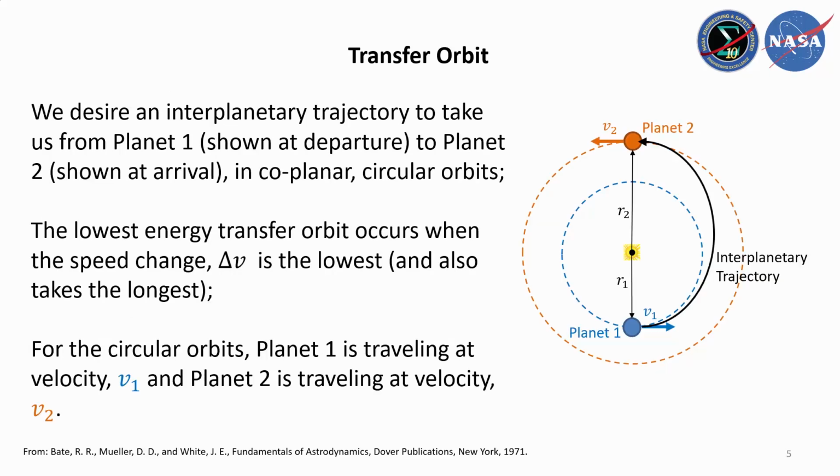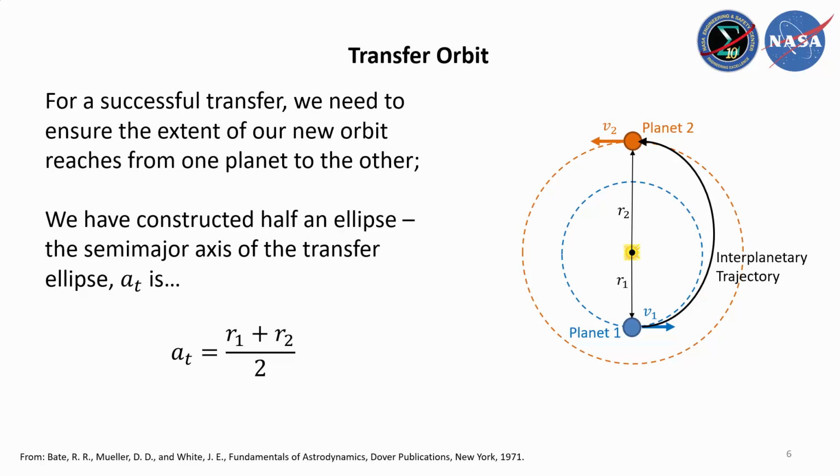Consider the case where we desire to set a spacecraft on an interplanetary trajectory from planet 1 to planet 2. Both planets are in circular orbits about the Sun. In these orbits, planets 1 and 2 are traveling at velocities v1 and v2 respectively. For a successful transfer, we need to ensure that the extent of our new orbit reaches from one planet to another. We see from the diagram that the half-ellipse has a semi-major axis a sub t, which is equal to the sum of the distances from each planet to the Sun divided by 2.